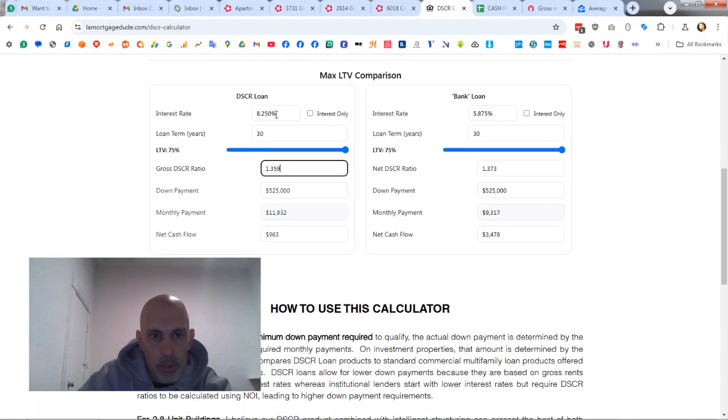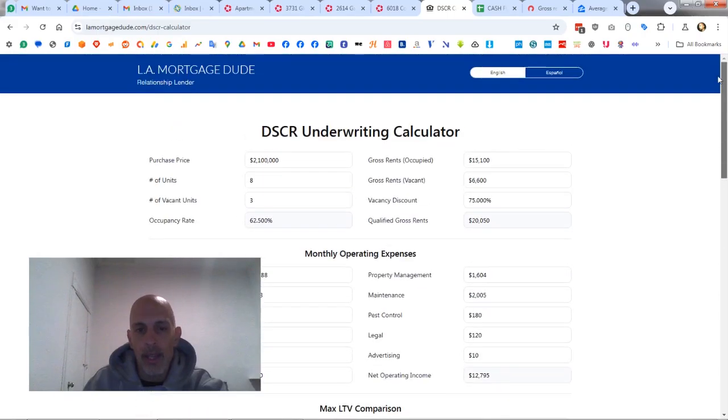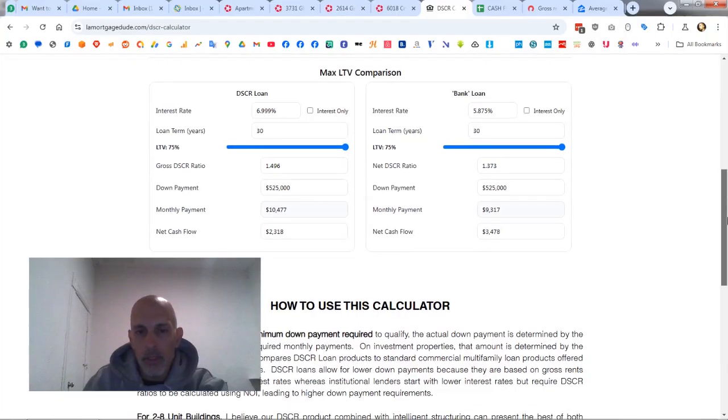So at 1.3, your interest rate is actually going to be closer to 6.999 on a DSCR loan. Your net cash flow is going to be $2,300 a month. On a bank loan, this would easily qualify even with the net operating income. Again, based on the numbers, there is something that would disqualify them for both, and that is the vacancies. You've got 3 vacant units. So you would technically not qualify for a DSCR loan nor a bank loan.